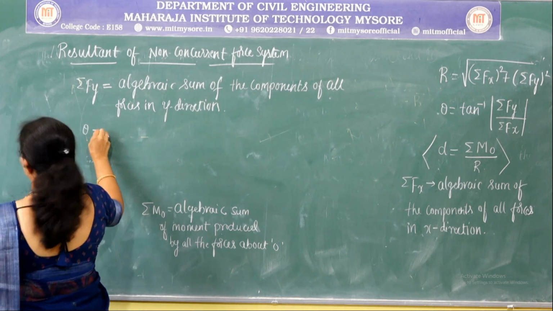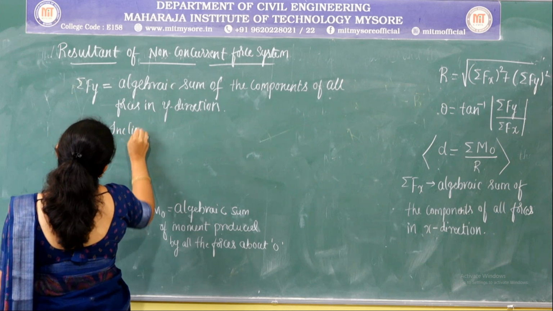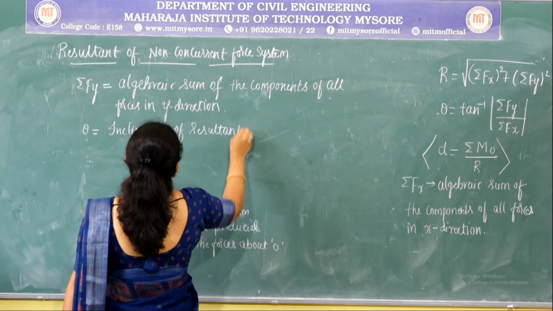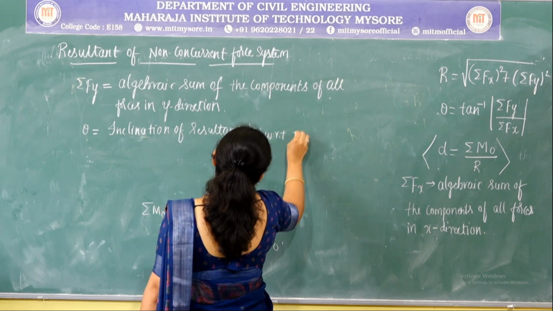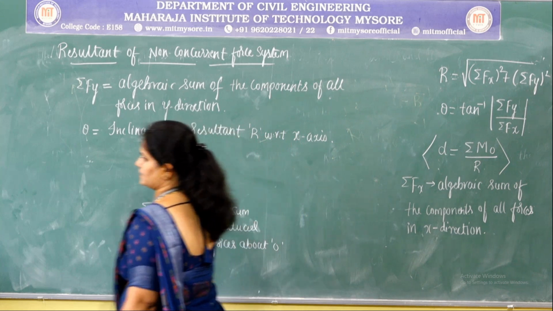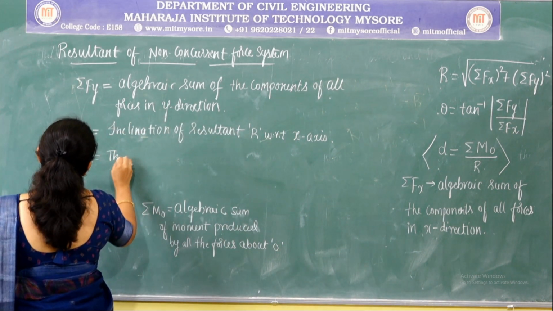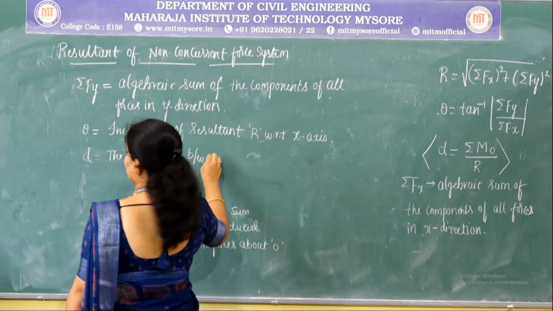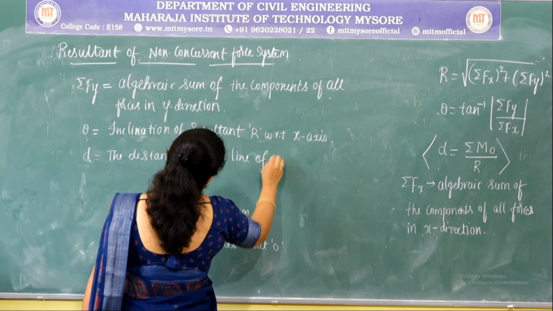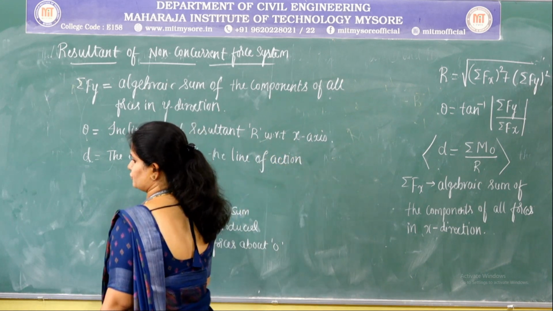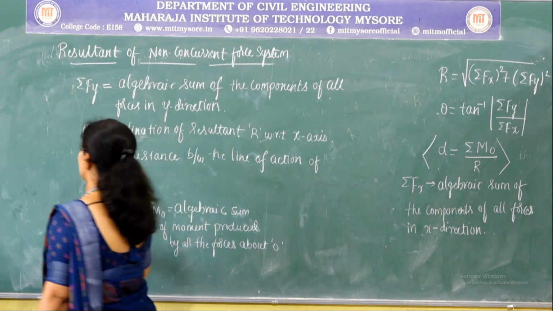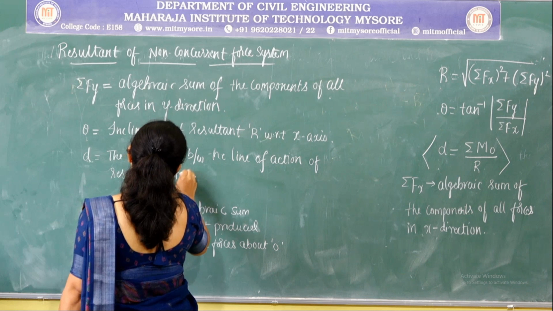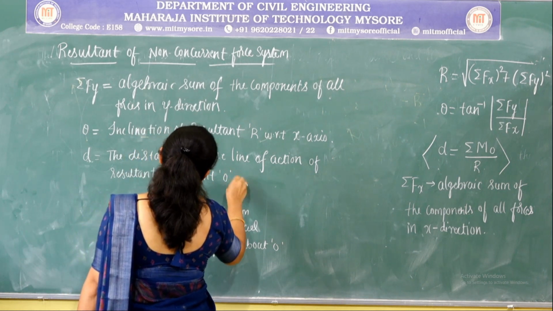and theta is equal to the inclination of the resultant R with respect to x axis, and d is equal to the distance between the line of action of the resultant from point O.